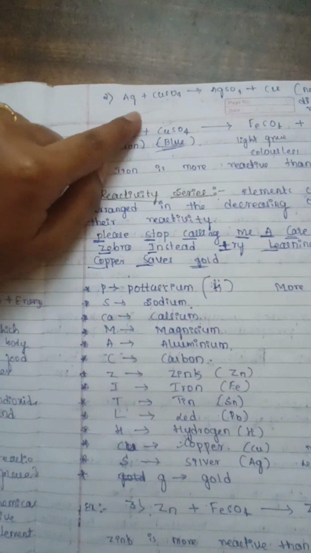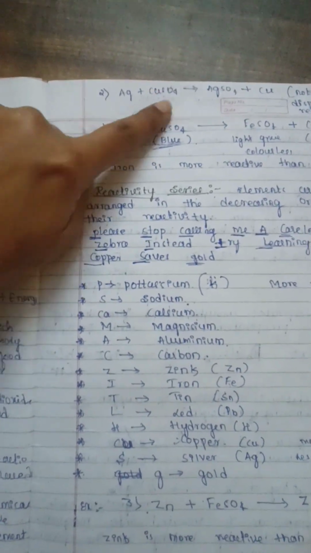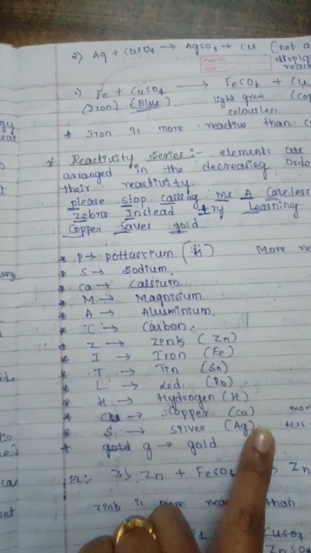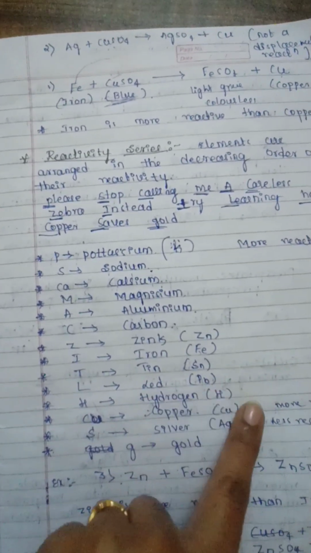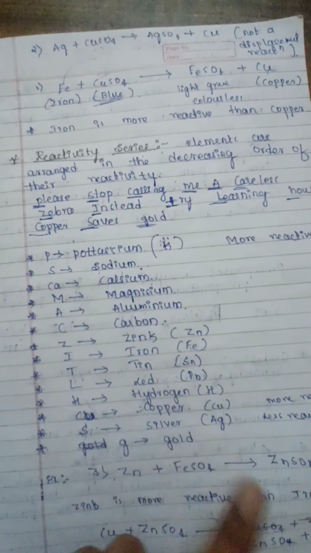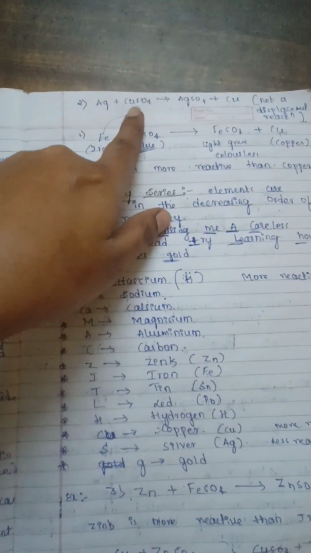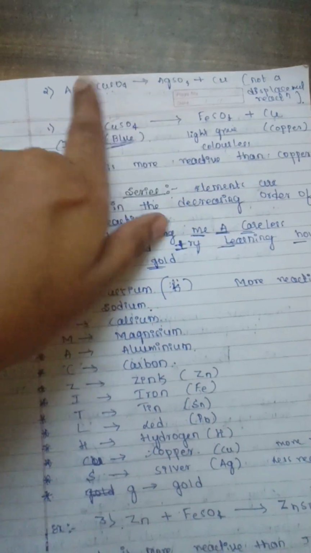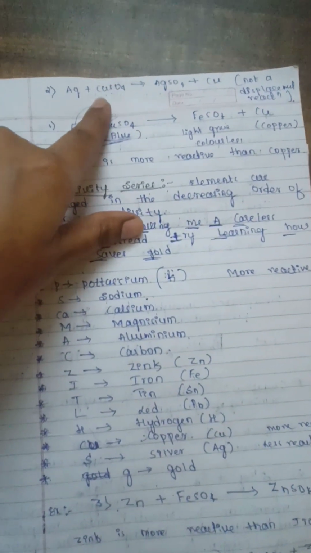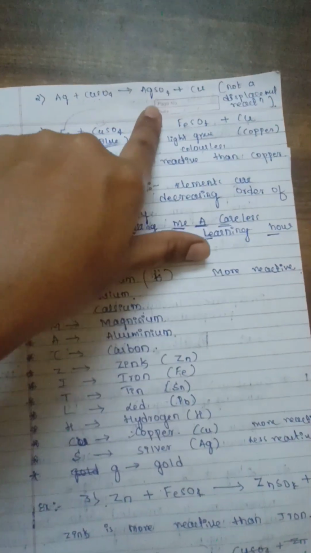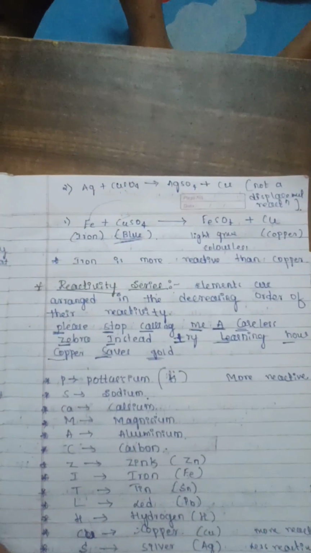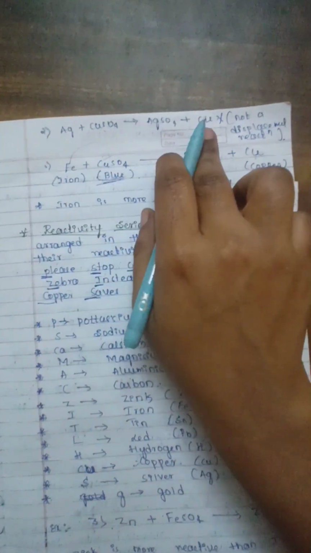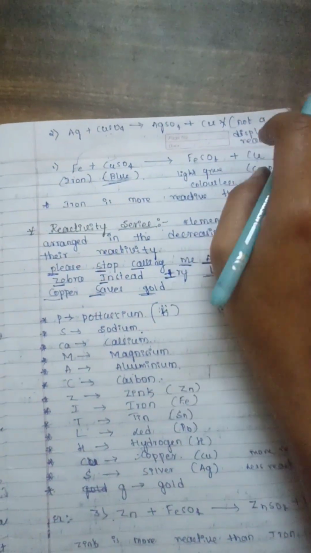Here is one example: Ag, that is silver, and CuSO4. Where is the Ag? Ag is here, silver. And where is the CuSO4? Here. Can Ag displace the copper? No. So Ag plus CuSO4 will not be a displacement reaction. It will not give AgSO4. Ag cannot replace the position of Cu, so you will not get AgSO4. This reaction is completely wrong. This reaction could not happen. It is not a displacement reaction.